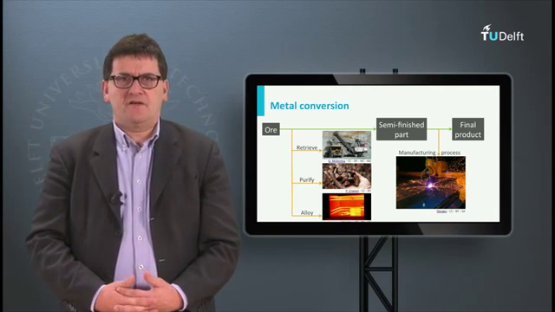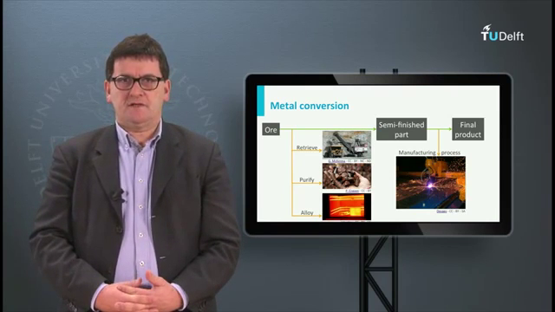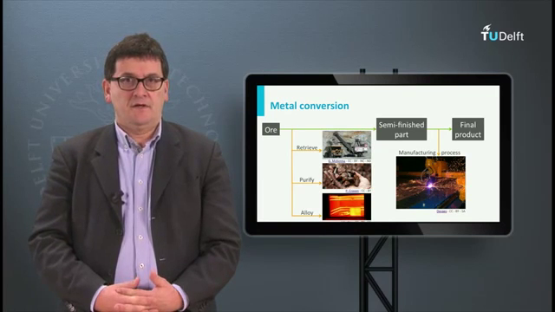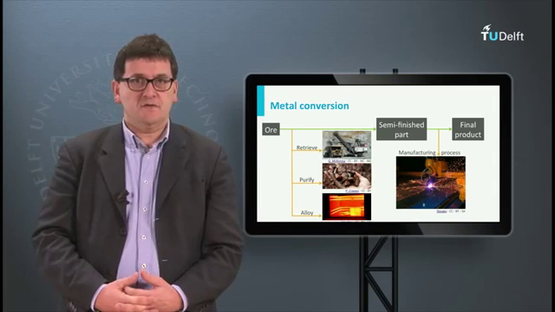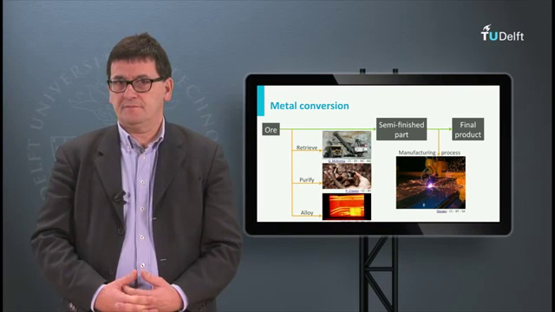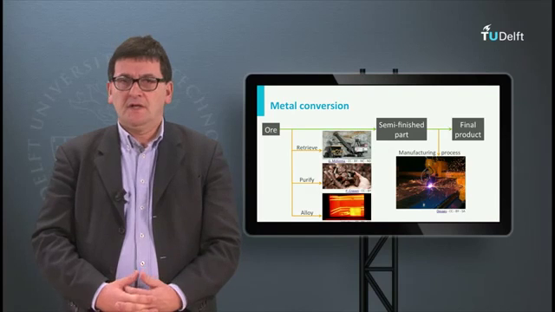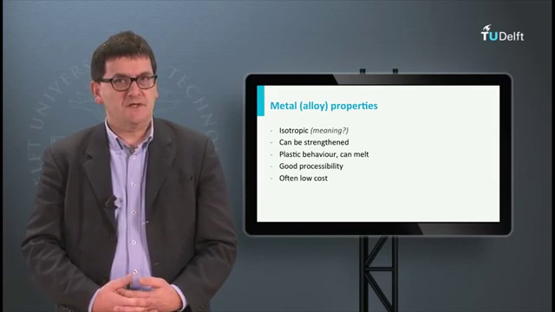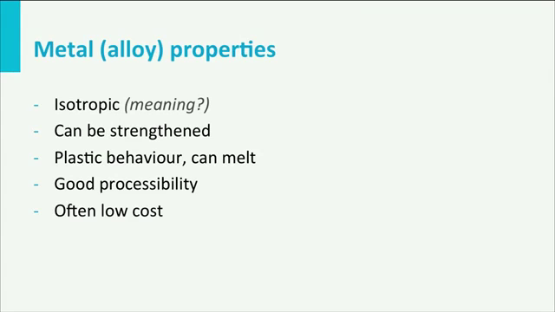Metals and their alloys have a number of attractive properties. Most metals can be treated as isotropic. So the question to you is, what is isotropic? What does it mean? It means that the properties are independent from the directions in which the material is tested.